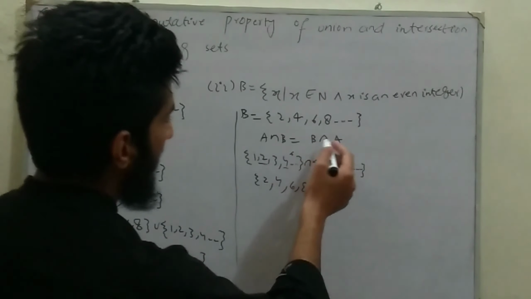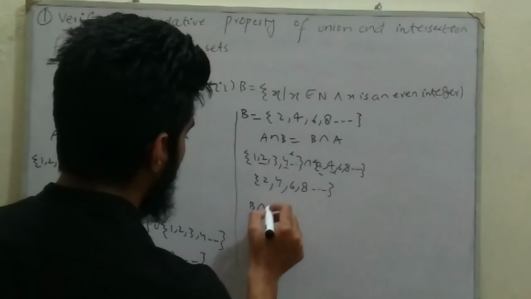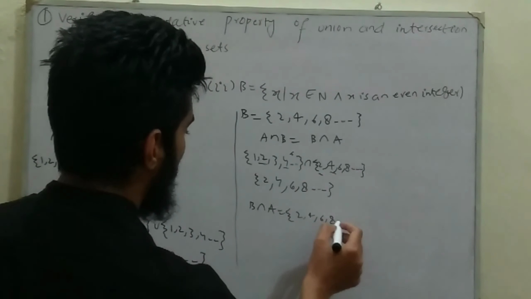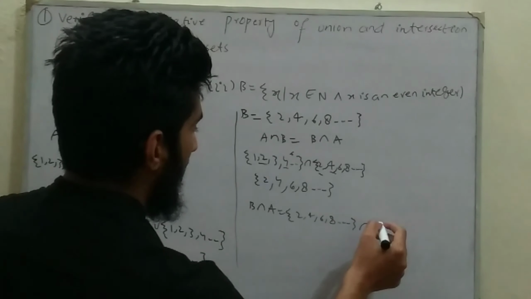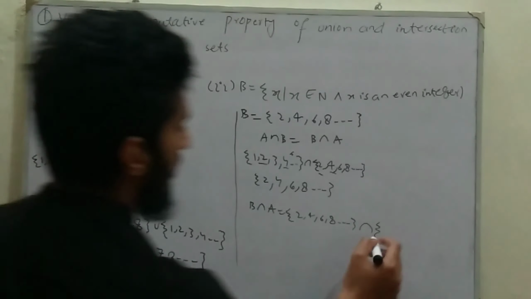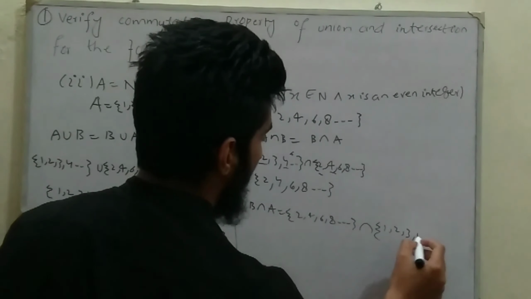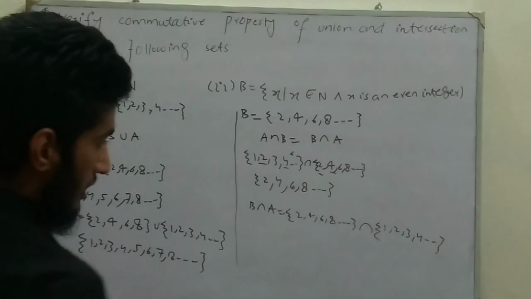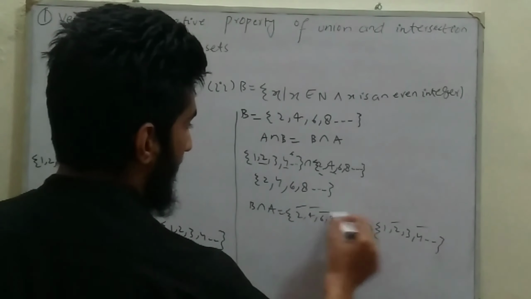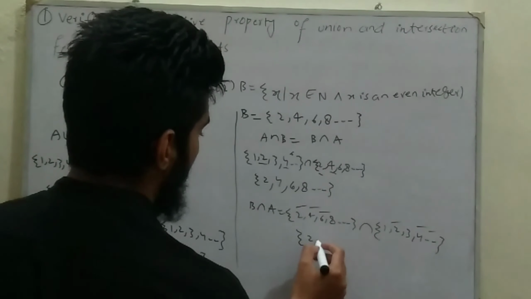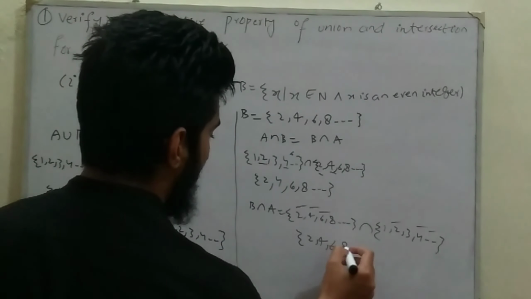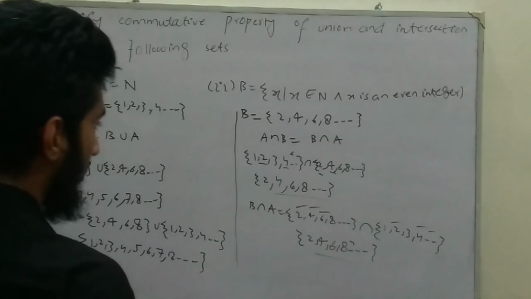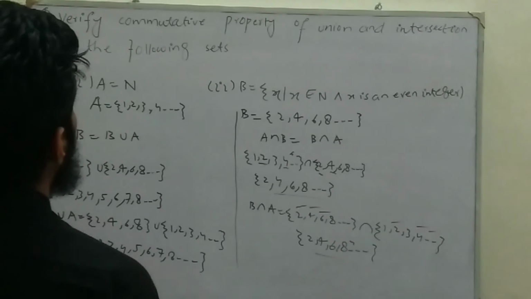Now we are going to find the intersection of B and A. So B intersection A will be B, which is 2, 4, 6, 8 and goes on, intersection A, which is 1, 2, 3, 4 and goes on. All the common elements are the intersection. So the common elements are 2, 4, 6 and 8. All the even elements will be our intersection for the following two sets. Here it is the same. It means that we verified the intersection property for the following two sets.